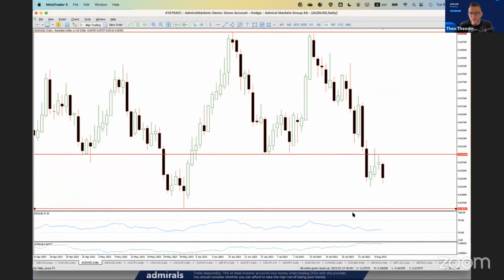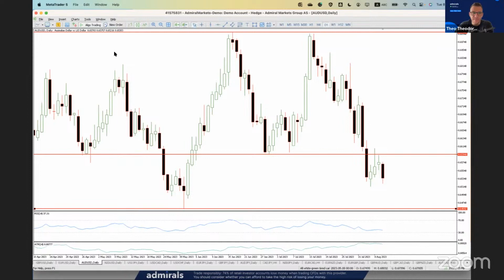Australian dollar US dollar, we made it very clear that yesterday we were looking to sell the Australian dollar against the US dollar because price rejected at this resistance. It ended up with an inside candle yesterday, and now price moves to the downside.